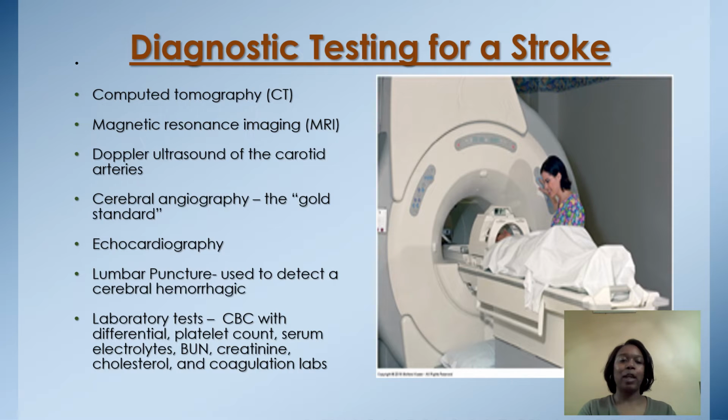And last but not least, a lumbar puncture may be done if the CAT scan or MRI indicates a hemorrhagic CVA is possible. Therefore, they will do a lumbar puncture to detect whether or not there is blood in the spinal fluid.